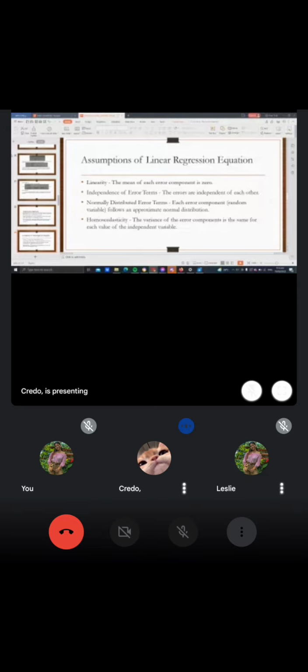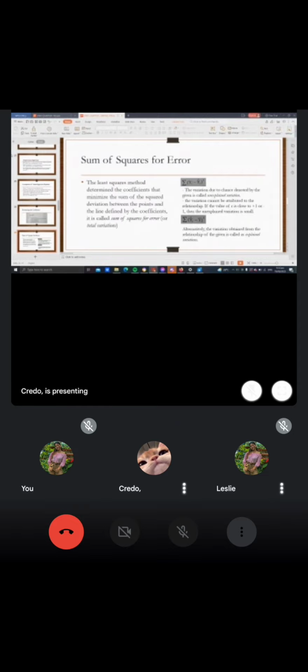So, estimating the coefficients. Formulas 10-5, 10-6, and 10-7 show you how to estimate the coefficients. Next will be the sum of squares for error. The least squares method determines the coefficients that minimize the sum of the squared deviations between the points and the line defined by the coefficients.